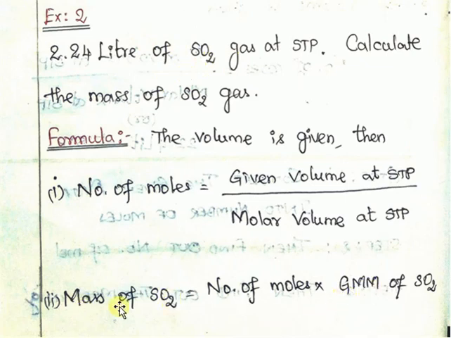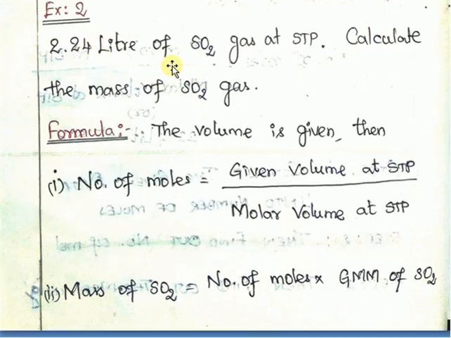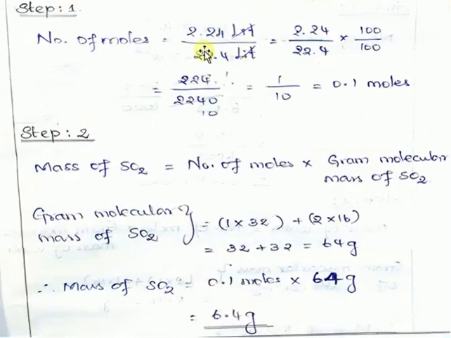So the mass of sulfur dioxide is equal to number of moles, which we have calculated from this, into gram molecular mass of SO2. Right? Now we will follow the first step. So what is the first step? The number of moles is equal to, the volume is given, 2.2 liters. So 2.2 liters divided by 22.4 liters. So liter gets cancelled, is equal to 2.24 divided by 22.4.